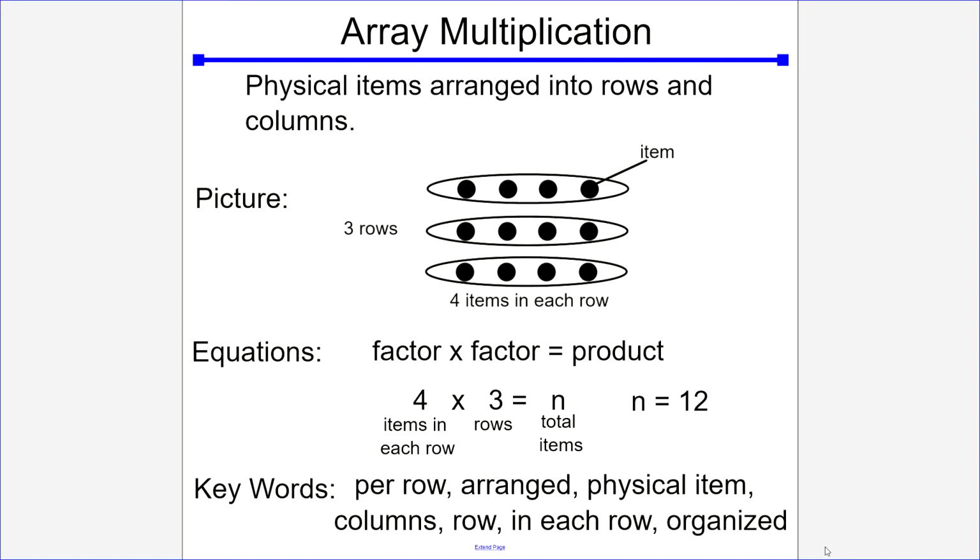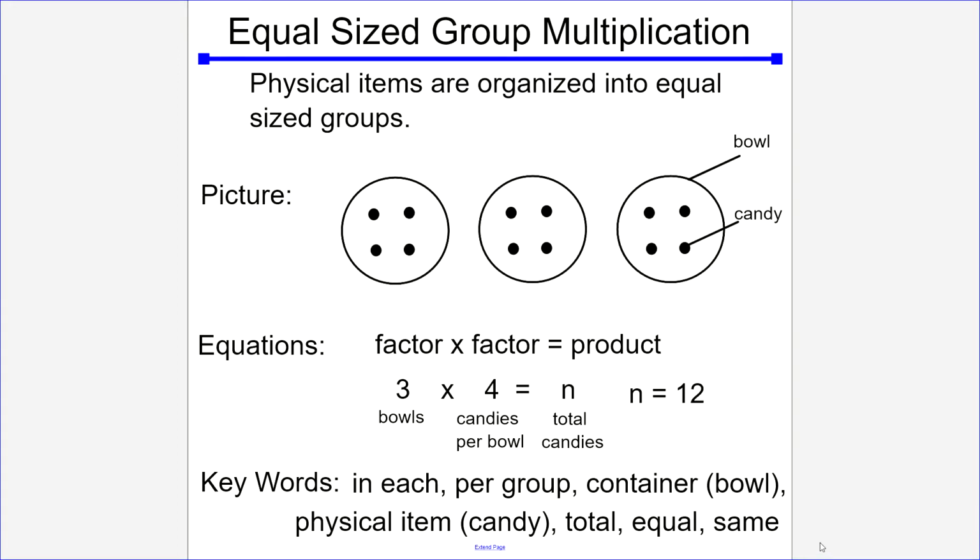To solve an array multiplication problem, you multiply how many items are in each row times how many rows there are. Most recently, you have learned about equal-sized group multiplication. In an equal-sized group multiplication problem, physical items are organized into equal-sized groups, and you're trying to find the total number of physical items. To solve an equal-sized group multiplication problem, you multiply the number of containers times the number of physical items that are in each container or in each equal-sized group.